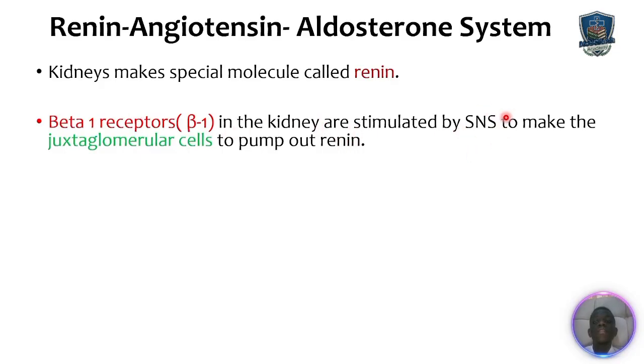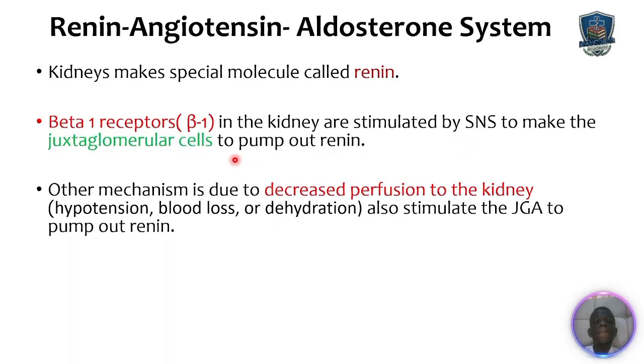Remember, the sympathetic nervous system's major aim is always to increase blood pressure. So beta 1 receptors, despite increasing the heart rate and the heart contractility, also have an impact on the kidney, whereby when stimulated, they urge the juxtaglomerular cells to release renin.